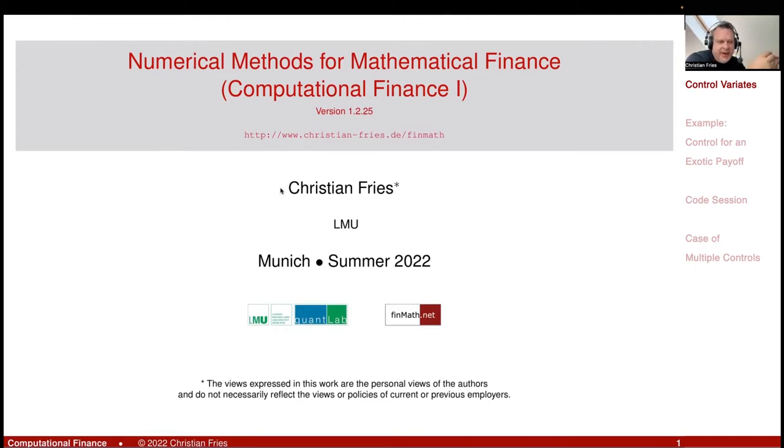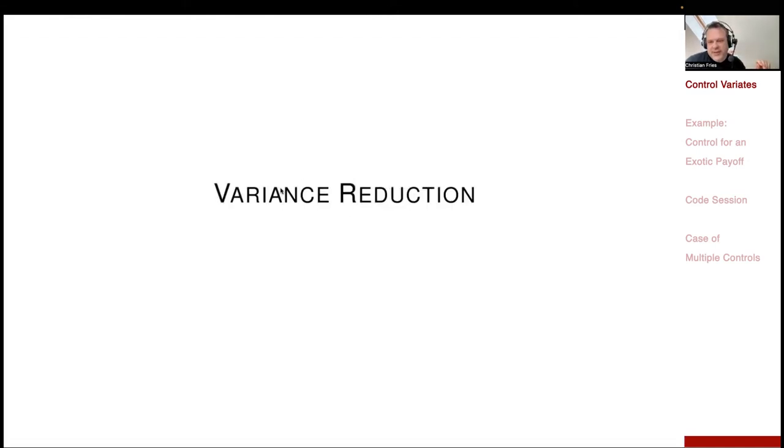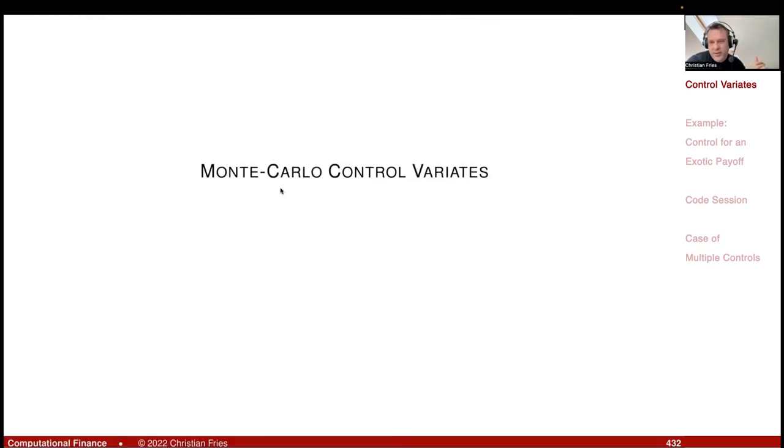So we have really now a nice toolbox, nicely separated in our object-oriented design, and we can play with this. And the first thing I would like to do here is to show you a variance reduction technique. So I have a small session here on variance reduction, so Monte Carlo variance reduction, and especially on Monte Carlo control variance.